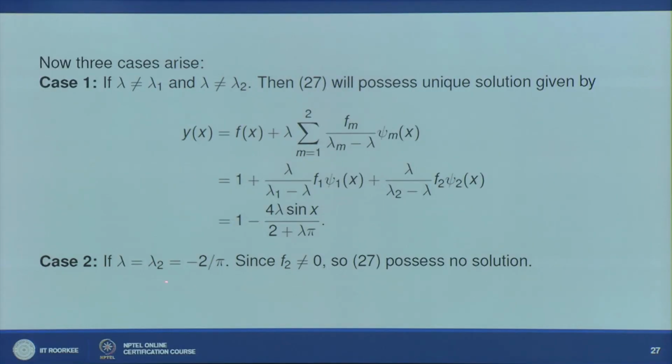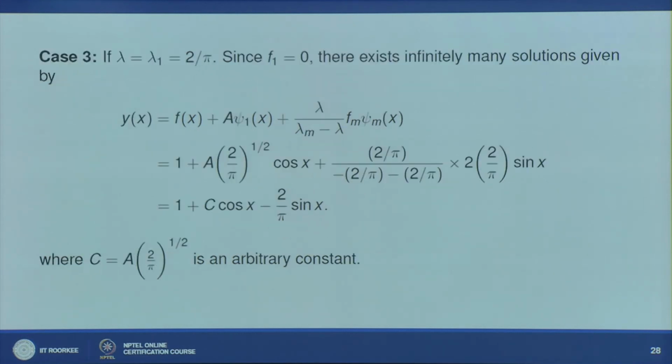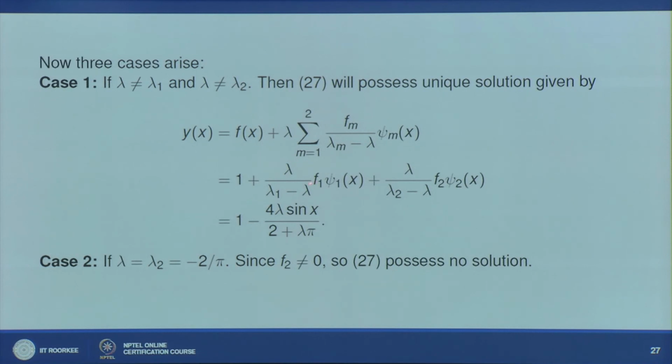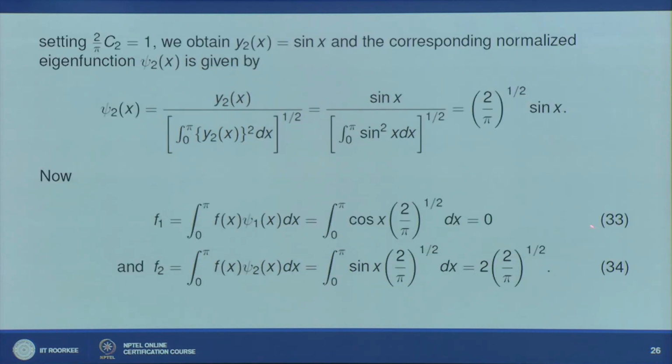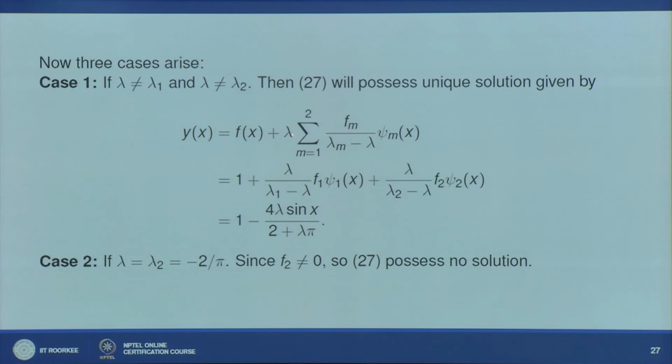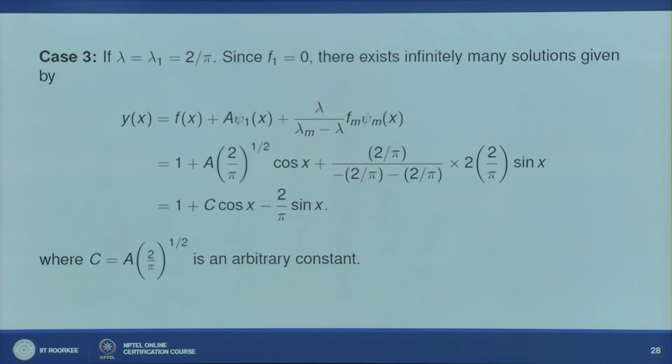So it means that when lambda is equal to lambda 2, that is minus 2 by pi, we do not have any solution. No solution exists if lambda has the value minus 2 by pi. Now let us take lambda equal to lambda 1, that is 2 by pi. In this case f1 comes out to be 0, as calculated in equation 33. So f1 is 0 and the denominator is also 0, so it is of the 0 by 0 form, and this I can take as any value a.